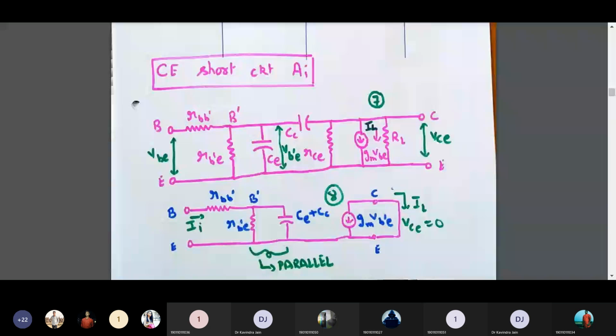Please note down short circuit current gain. Short circuit current gain would be when RL is equal to 0. That means single stage CE amplifier.